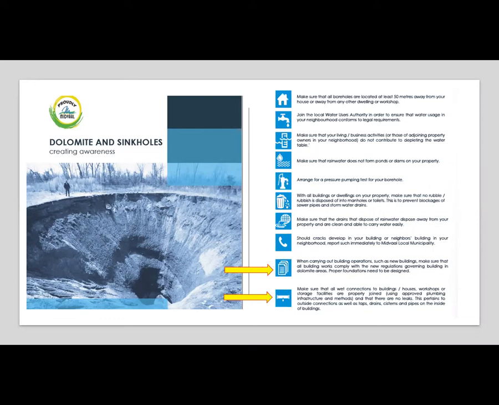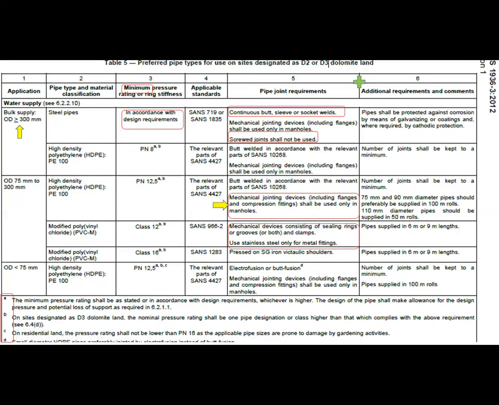And it even says it covers taps, drains, cisterns, pipes on the inside of the buildings as well. What I thought I'd do today is look at SANS 1936, specifically Table 5, and share with you some of those types of materials that they would require for bulk supply.